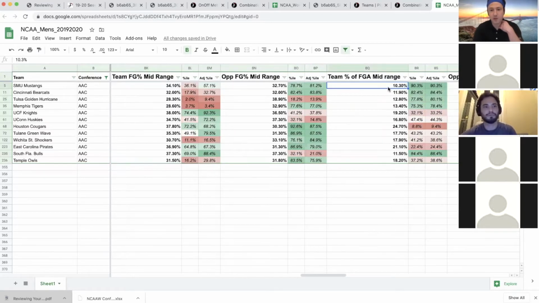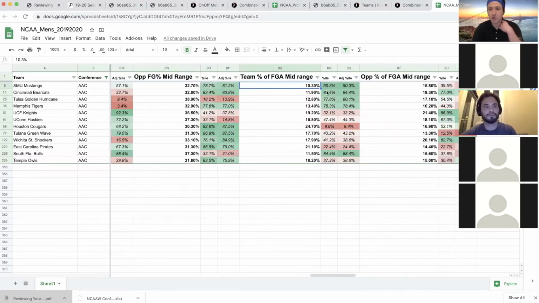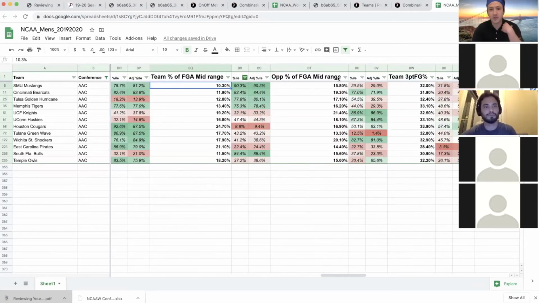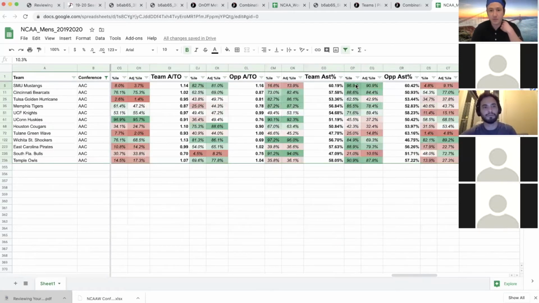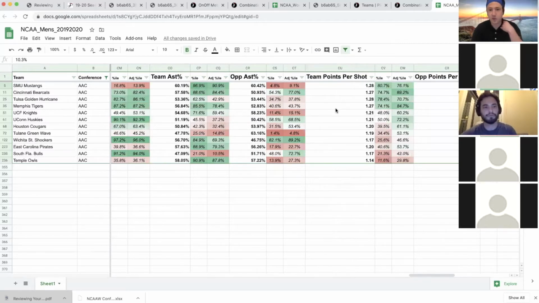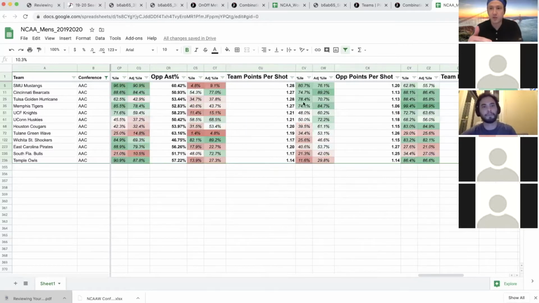Obviously for proportion from mid-range, we view lower numbers as better, a lower number of shots per field goal attempt. So we're able to see the teams that reduce their number of shots from mid-range. And then some assist information, so assist turnover ratio, assist percentage. So a really useful way to look at a single team, and also drill into some of the conference data.